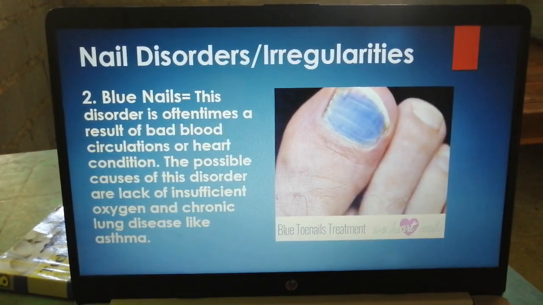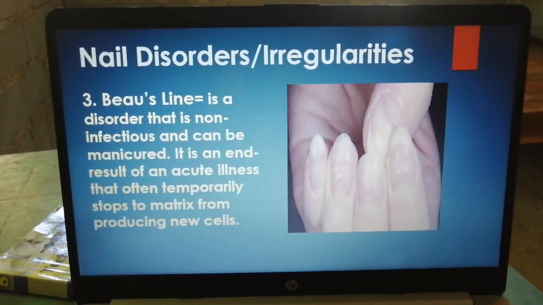Then next is blue nails. This disorder is oftentimes a result of bad blood circulation or heart condition. The possible causes of this disorder are lack of or insufficient oxygen or chronic lung diseases like asthma. Okay, so itong blue nails, nagkakaroon naman ng blue yung mga kuko natin. So, malalaman mong may sakit ka na or kulang ka sa oxygen or may asthma ka kung yung nail mo is nagiging kulay blue.